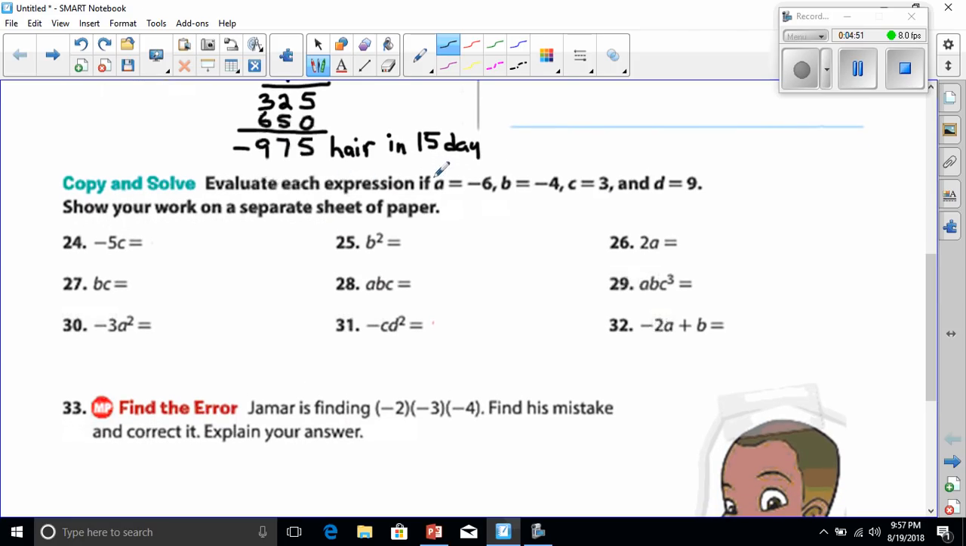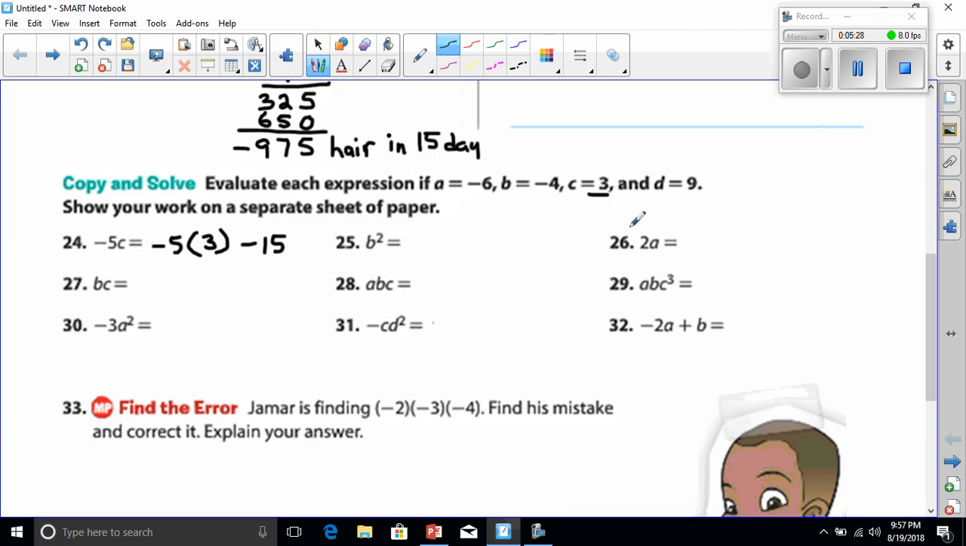Evaluate each expression. If a equals negative 6, b equals negative 4, c equals 3, and d equals 9. Well, 24 says negative 5c. So the negative 5 will stay there, and we're going to replace c with 3. And now we have negative 5 times 3. Well, 5 times 3 is 15. And remember, a negative times a positive will equal a negative number.